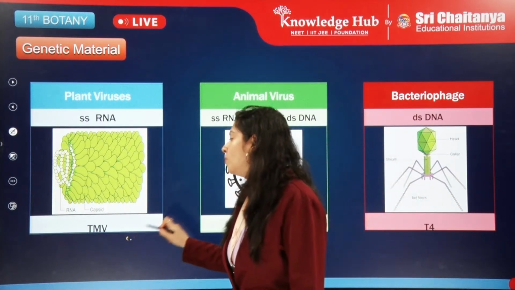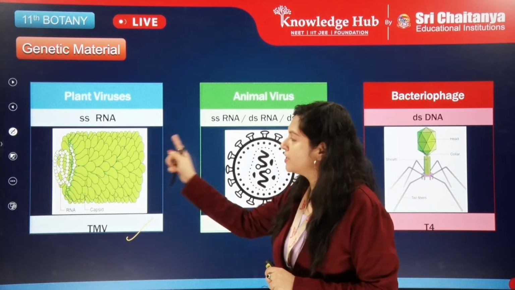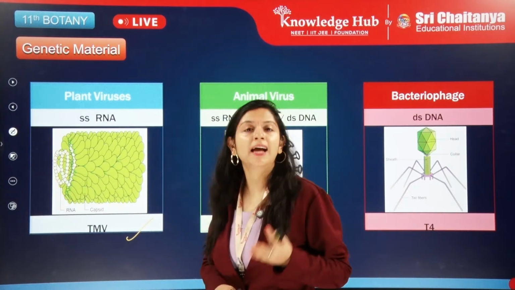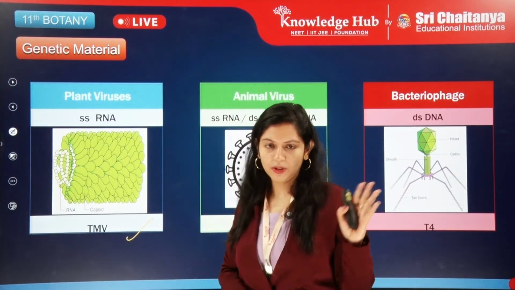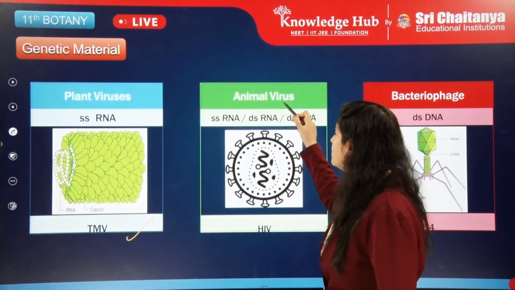So first, single stranded RNA. What is it? We have tobacco mosaic virus. It's very important. The diagram is given in NCERT. So please do remember this one. At least this one you should remember. Also whichever diagram is given, you should remember that. Next is animal viruses.